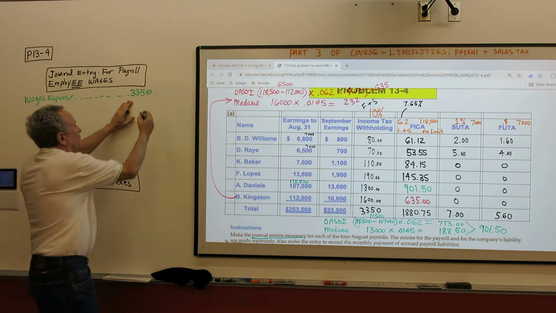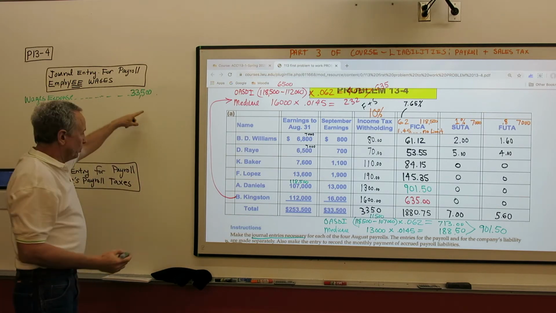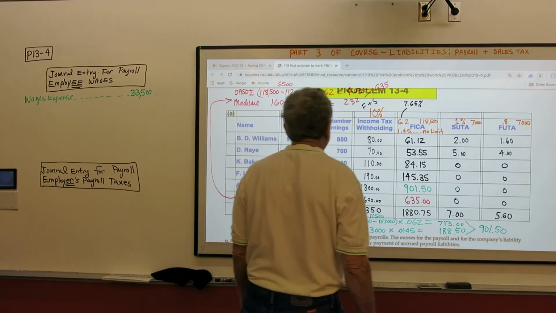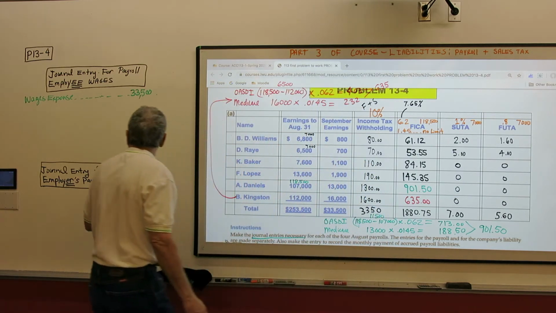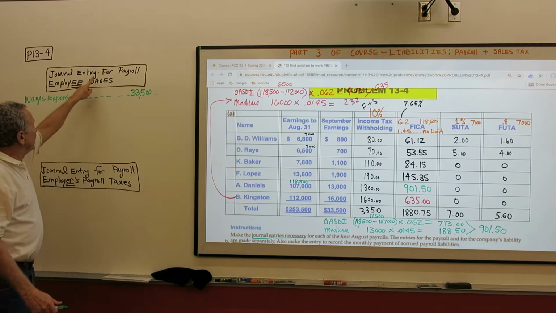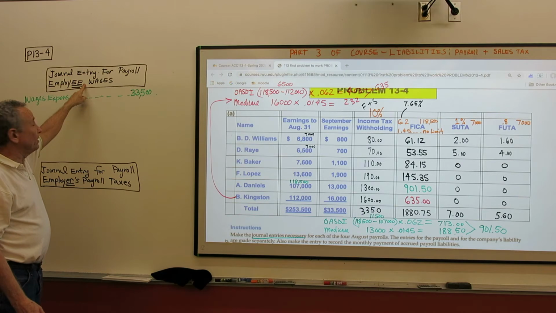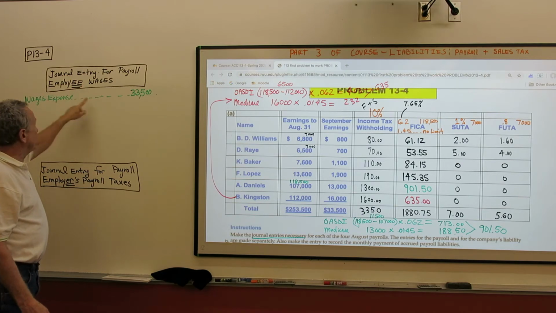Let's pretend that you and I work for this business. Remember what they were called? I don't. Something like Aussie or something. I don't remember the name of the business, but anyway, they're going to go ahead and make a journal entry for the employees, the people who work. And those people made $33,500.